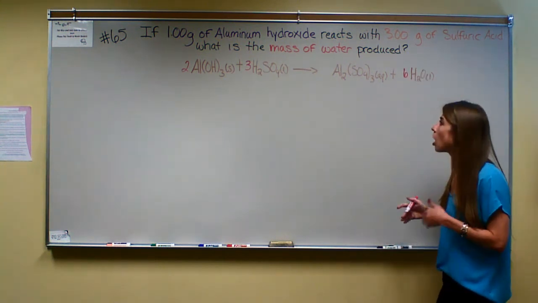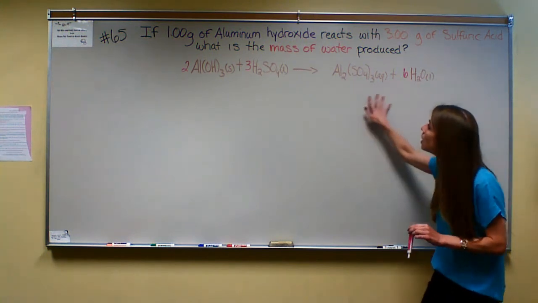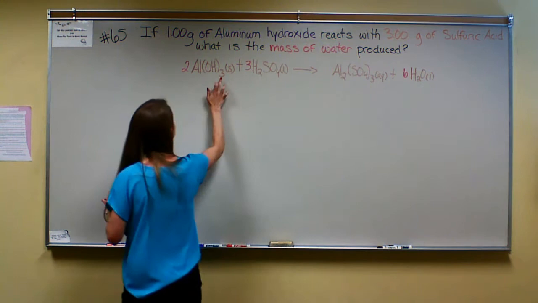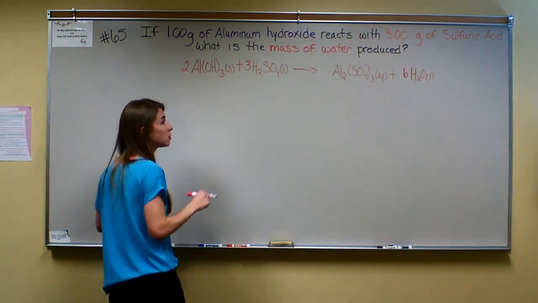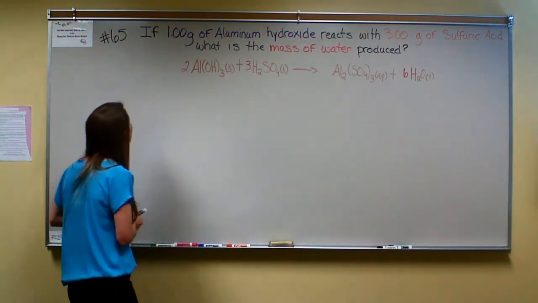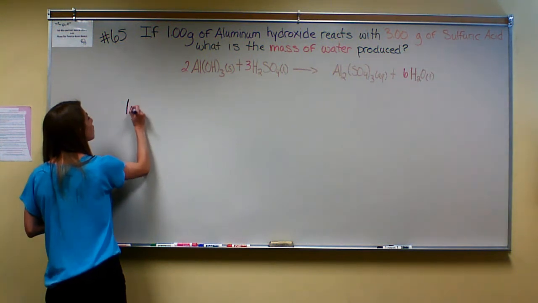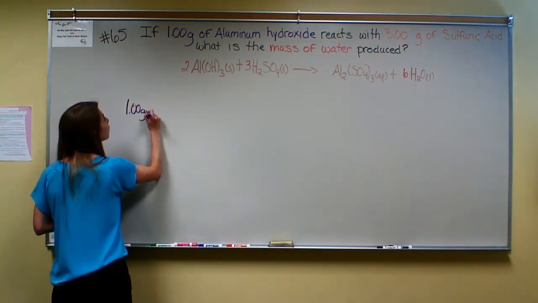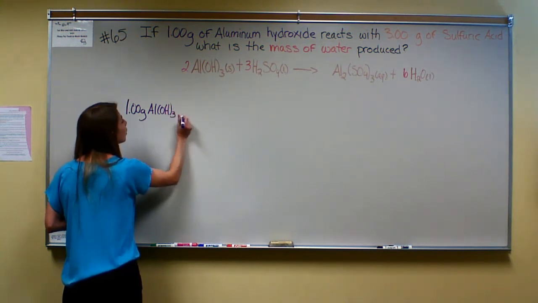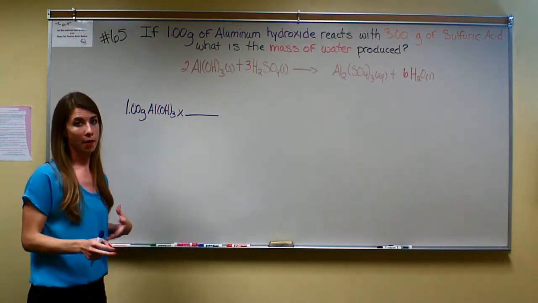Now let's make sure our hydrogens are evenly balanced. We have 12 hydrogen on the right. Over here we have 6 hydrogen plus 6 hydrogen, so we have 12 hydrogen on each side. So we're ready to start our problem. We're given that we have 1 gram of aluminum hydroxide. And our first step is going to be computing our molar mass.